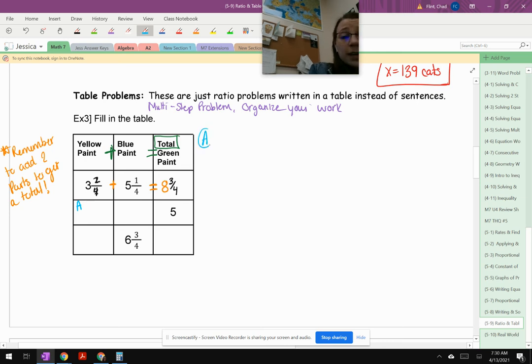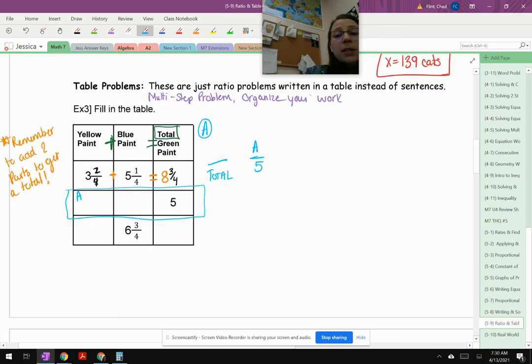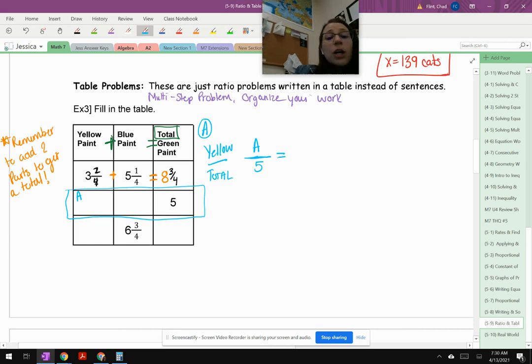So looking for A, in that row, I have a total. So I have to use that only number I have in my proportion because that's what they're giving me. So 5 is going to be on the bottom, and I'm going to put A on the top. That's what I'm missing. That's what I'm looking for. And I'm just using A because I'm going to have lots of different variables here. So A is yellow paint. So I'm putting yellow over a total.